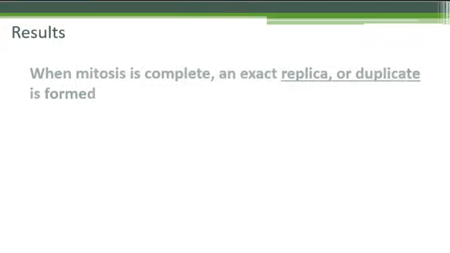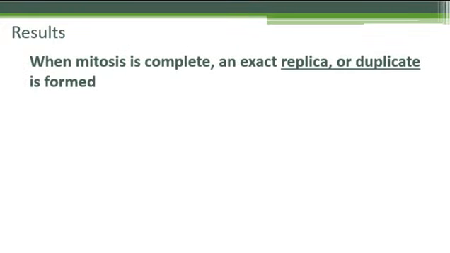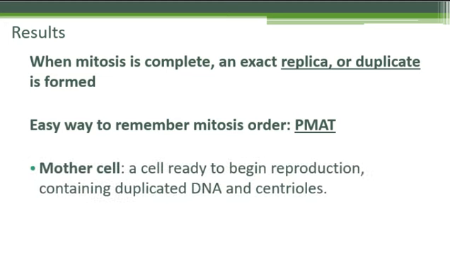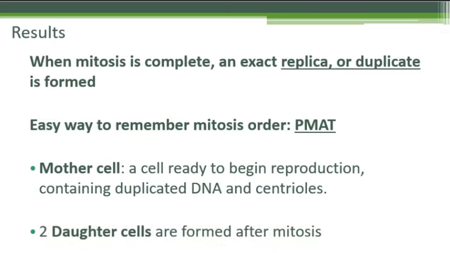And the results, when mitosis is complete, an exact replica or duplicate is formed, a clone. Replica is what you're putting in that blank. Duplicate if you like that better. Easy way to remember mitosis order, PMAT. The mother cell, a cell ready to begin reproduction containing duplicated DNA. That means they're in the X form like this. And then 2 daughter cells are formed after mitosis.